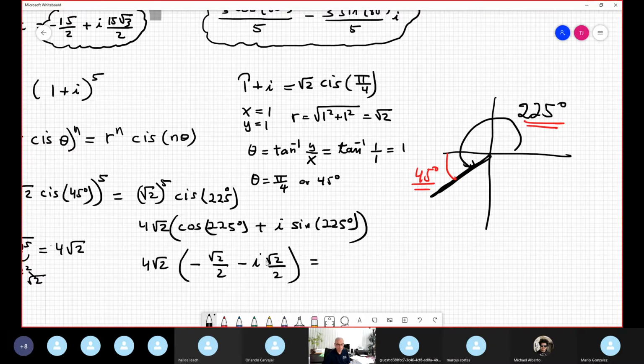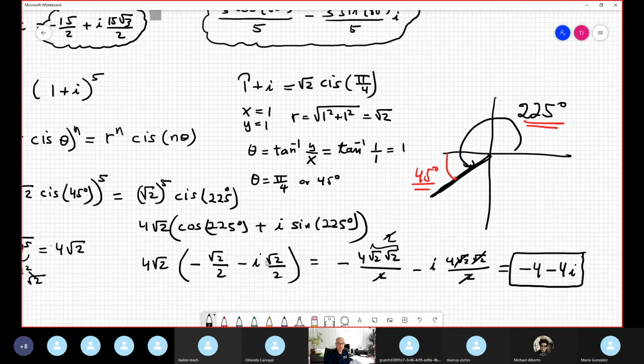And you multiply. Let's see what happens. 4 radical 2 over 2, and radical 2 times radical 2 is 2, and this 2 cancels, so it's negative 4. Minus I, and it's the same: 4 radical 2 over 2, this and this cancel. So the answer is negative 4 minus 4i. Wow, amazing. This is the answer for 1 plus I raised to the 5th power.